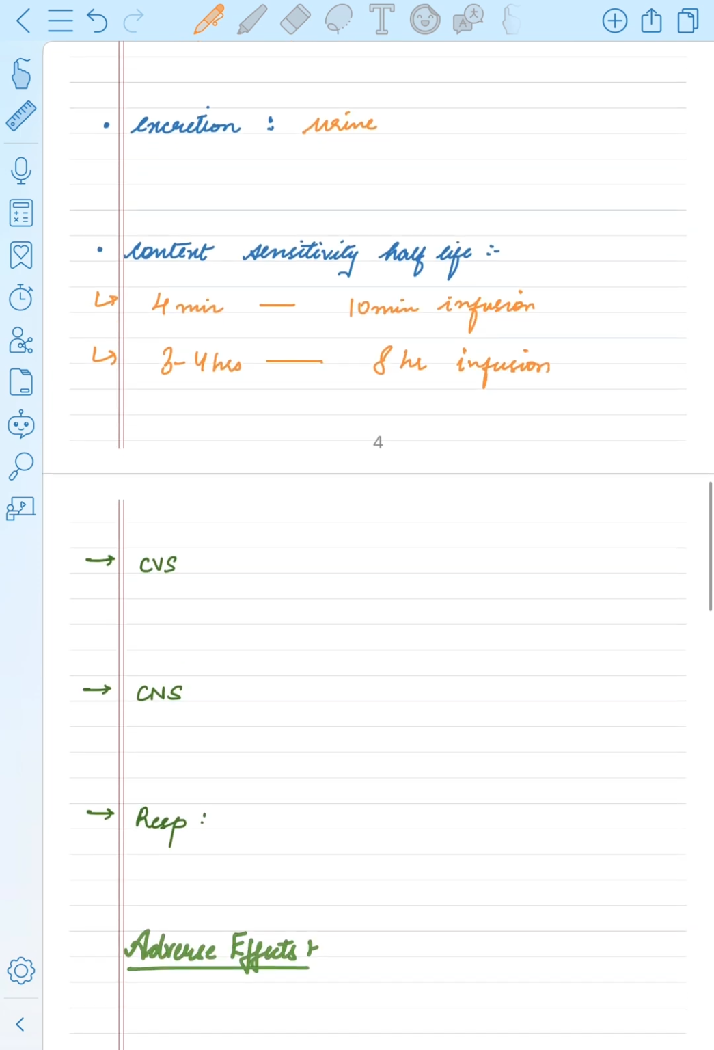Now coming to the pharmacodynamics, the effects on different body systems. As we know, on the CVS, it causes bradycardia. It reduces the heart rate. It reduces the systemic vascular resistance, leading to a drop in blood pressure and heart rate. Initial transient hypertension may be seen on rapid IV dose, as discussed above, as mediated by the alpha-2B subunit of the receptors.